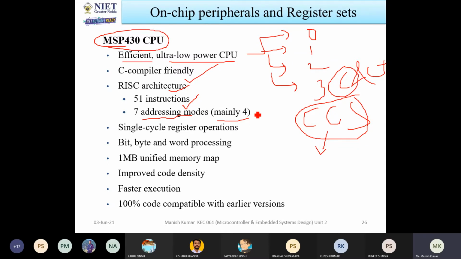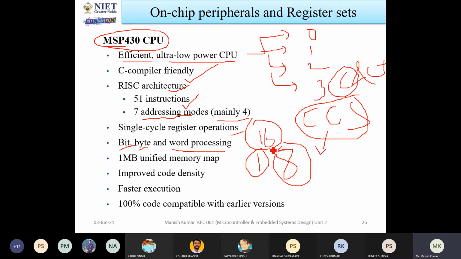It also has single cycle register operation. Whenever you do an operation between registers, it will take only a single cycle. And also it has the facility of bit processing, byte processing, word processing. It means that you are able to process the data in a bit, in a byte, in a word. So bit means only a single bit, byte means 8 bits, and word means 16 bits. So you can process any type of data. There are 3 options available. You can process the word, or you can process the byte, or you can process the bit.